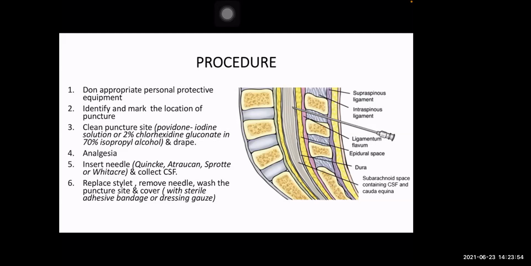Before we insert the spinal needle, we need to make sure that the stylet is firmly in place. And then we can insert it with either one hand or both hands. We need to be more careful with cutting needles like Pencan or Atraucan, to avoid cutting the dural fibers, which will cause excessive CSF leakage. Therefore, the use of atraumatic needles like Sprotte or Whitacre is preferred because it is generally safer.